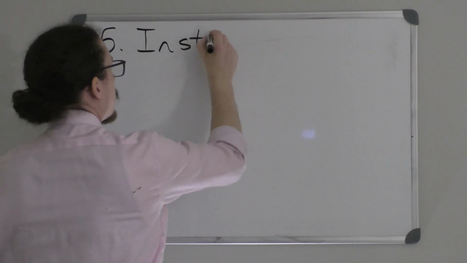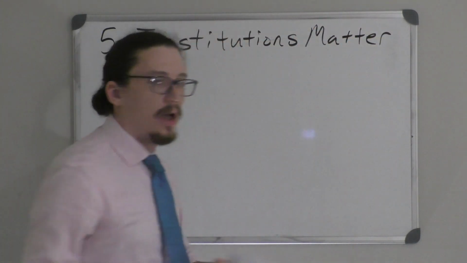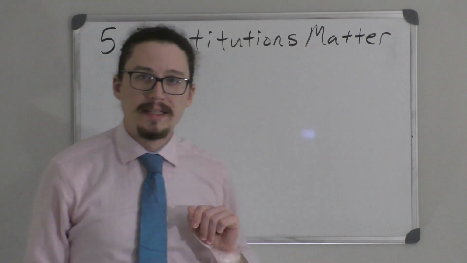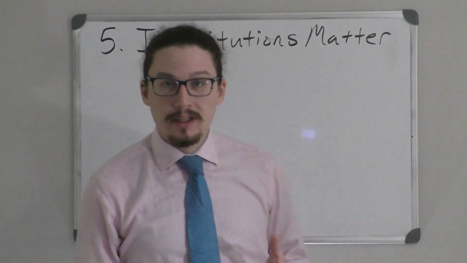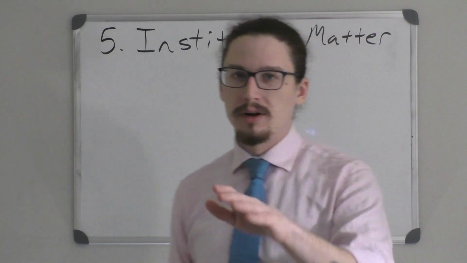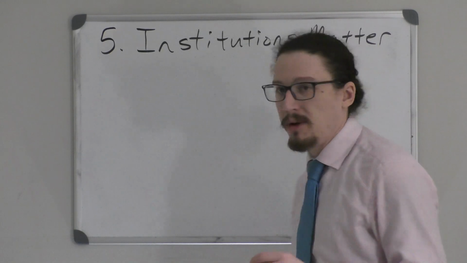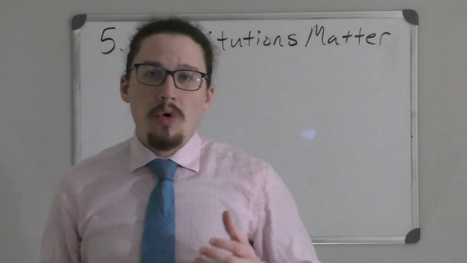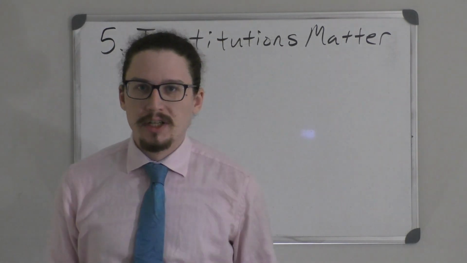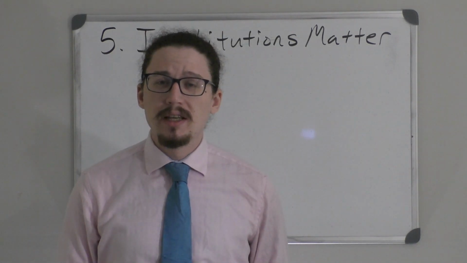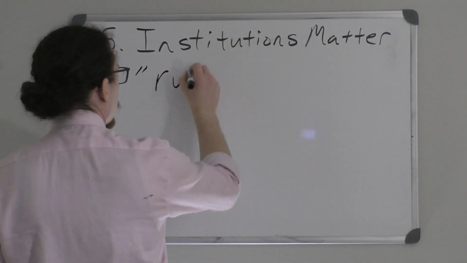All right, the final main tenet is the fact that institutions matter. We're going to talk about this in a little bit more detail later down the line during the semester, so I'm not going to go as deep into the rabbit hole as I usually do. But institutions in an economic sense, probably one of the simplest definitions I've ever seen, is that institutions are the rules of the game.